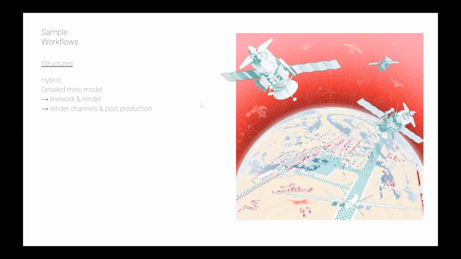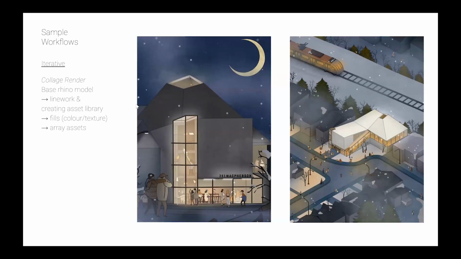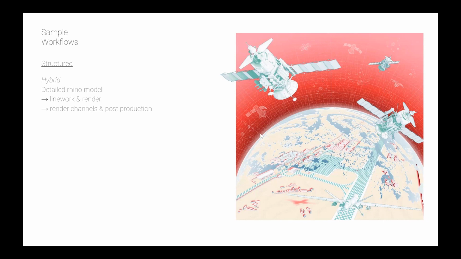The last, this is another drawing that I did, which is kind of a hybrid. So how I usually go about it, I've done both of these, not so much collage before. I've done a lot of line drawing, but now I prefer to have a detailed Rhino model, line work, and then I render it. And then with a bunch of different renders, I do post-production, and then it's a mix. Maybe this is poorly listed.